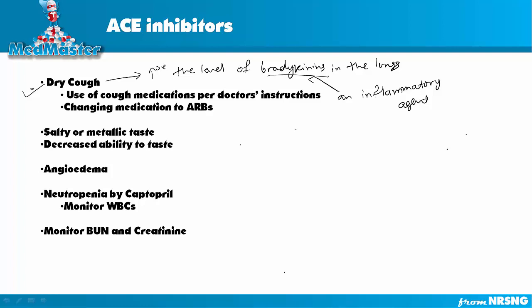So in that case, what you do is either tell the patient to take a cough medication per doctor's instruction, or they usually change the medication. If it's a really intolerable and persistent dry cough, they change the medication to the ARBs, which are angiotensin 2 receptor blockers, which we're going to cover in a different presentation.